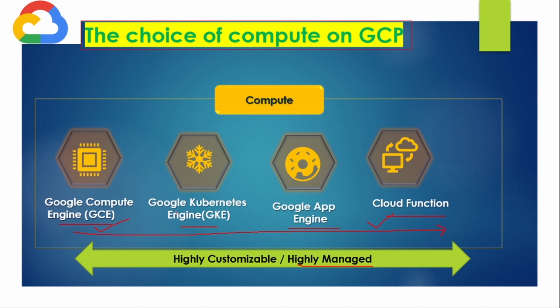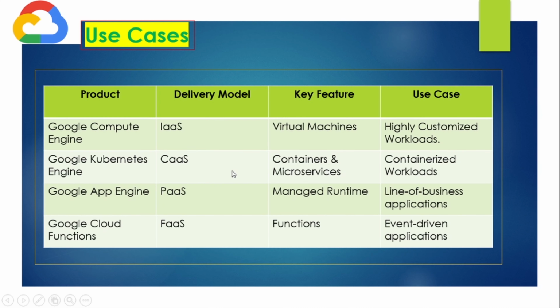Which compute service you should choose depends upon your application, what kind of customization you need for your application, right? If your requirement is to have a containerized environment, then you should go for GKE. If your application has a very simple requirement that an event gets triggered and your application has to run on that event, at that time you should choose Cloud Functions, right? Now that's what I have tried to put in the slide here.